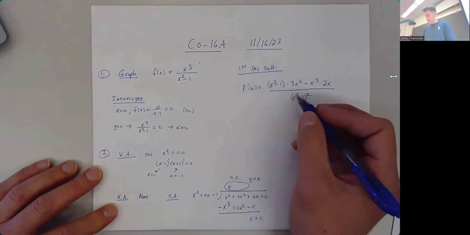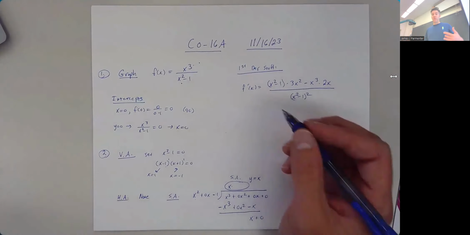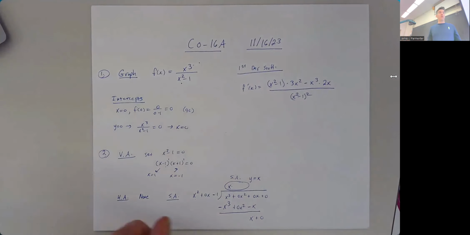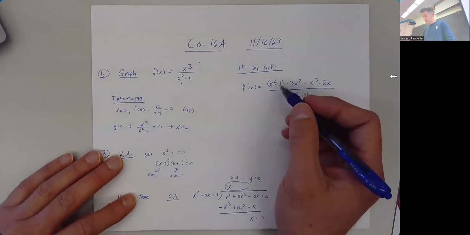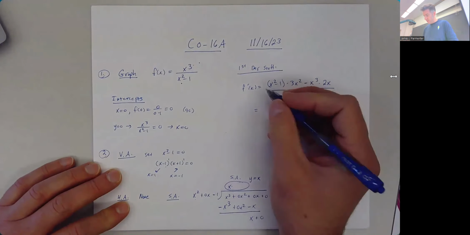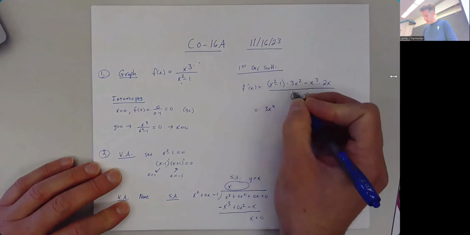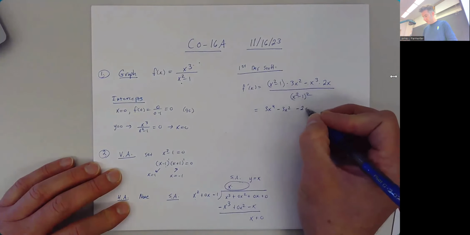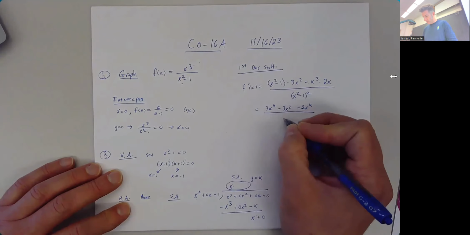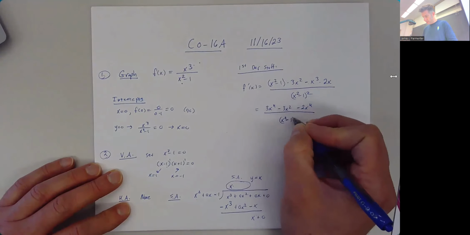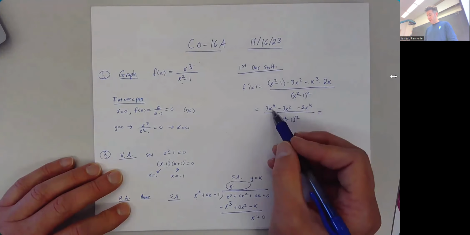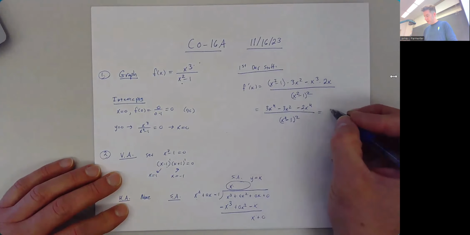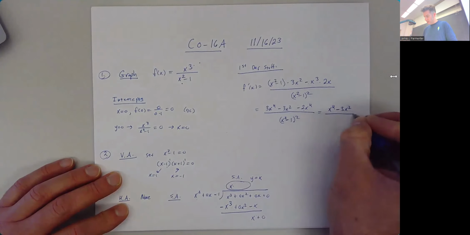All right, let's see what we've got here. So multiply. This is again the case where you really do have to simplify so you can see where your critical values are going to be. Simplifying this, I'm going to have 3x to the 4th minus 3x squared minus 2x to the 4th, all over x squared minus 1 squared. Simplifying a little further, 3x to the 4th minus 2x to the 4th is x to the 4th, minus 3x squared, all over x squared minus 1 squared.